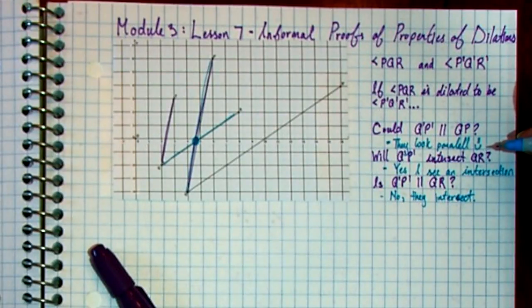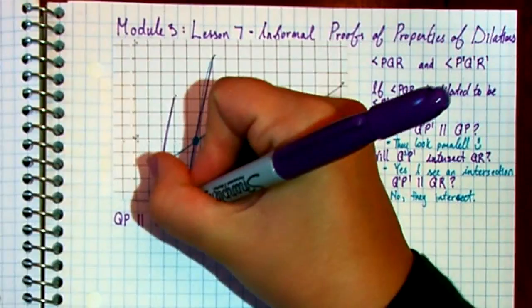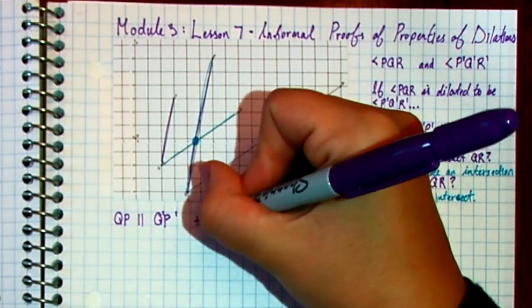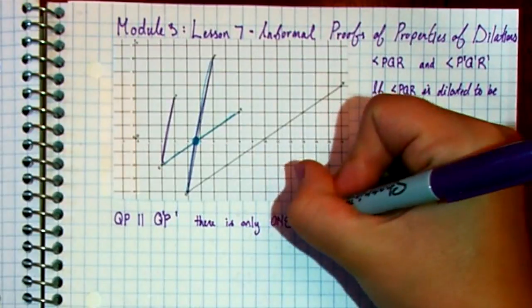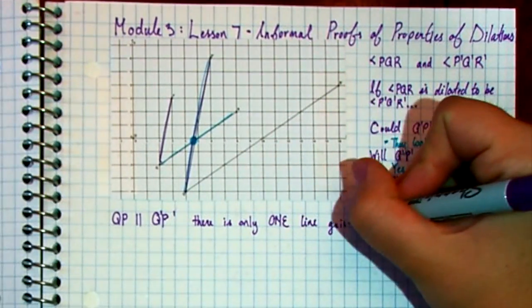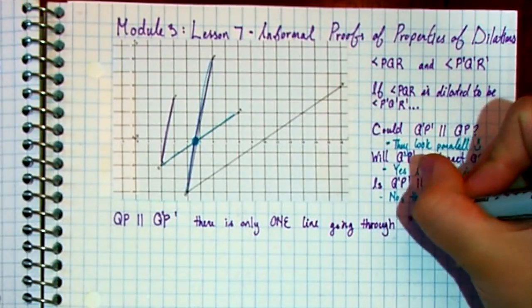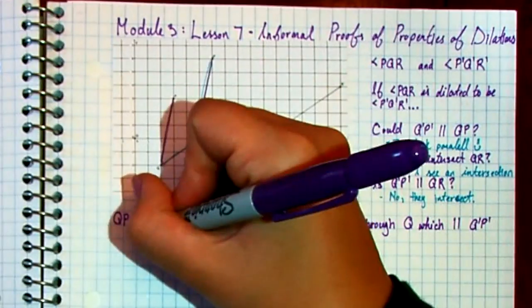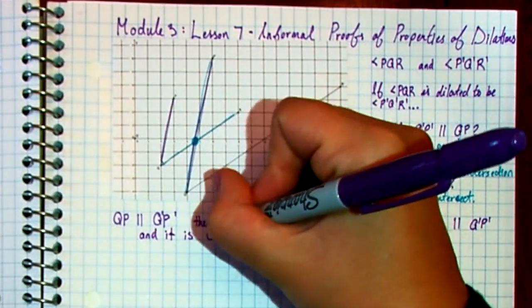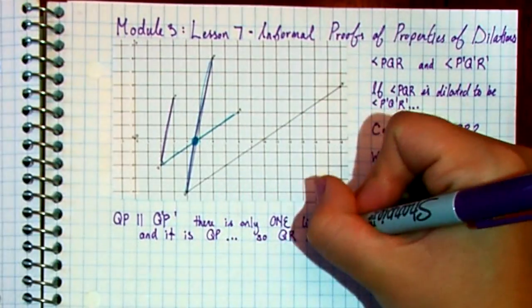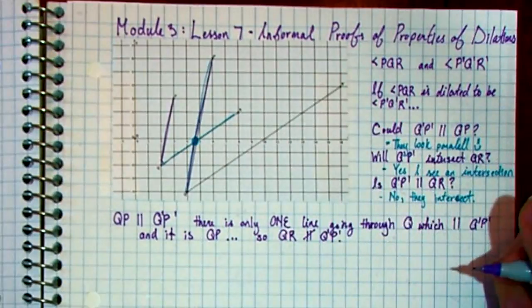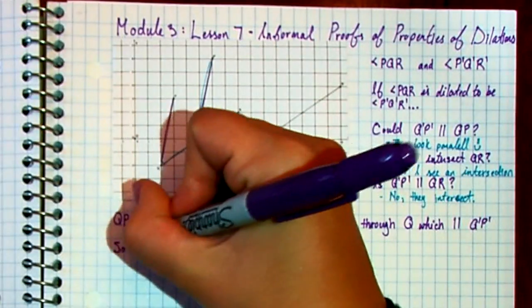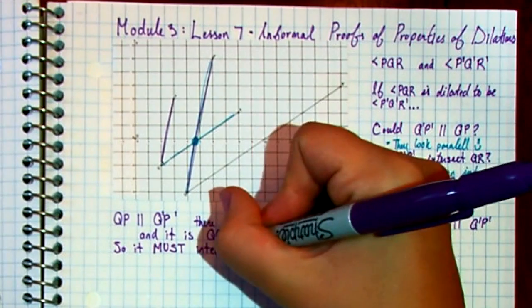What's interesting about these observations is that I have QP being parallel to Q prime P prime. When I think about a point on a plane, there's only one line that can go through the point P and the point Q which will be parallel to the line Q prime P prime, and we already established that it's QP based on our first question. So QR cannot be parallel to Q prime P prime. So it must intersect it.